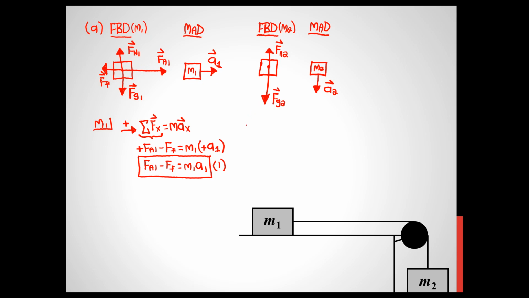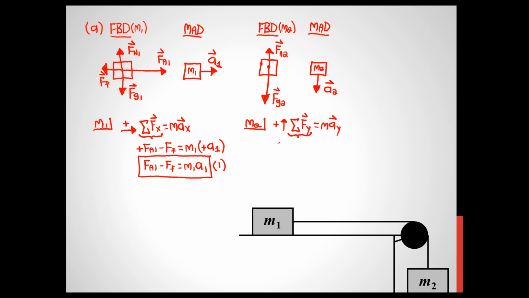Okay, so let's go over to M2. Now this one right here only has forces in the vertical direction. So let's assume that up is positive, and I'm going to find the sum of the forces in the y direction, and that's equal to mass times acceleration in the y. Let's expand this sigma Fy part, which means look at the FBD, look at the forces in the y direction. If they point up, put a plus sign in front of it. If they point down, put a negative sign in front of it.